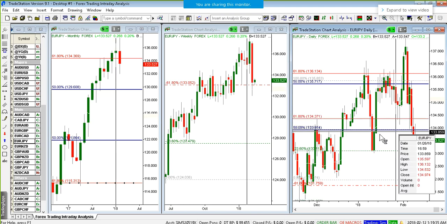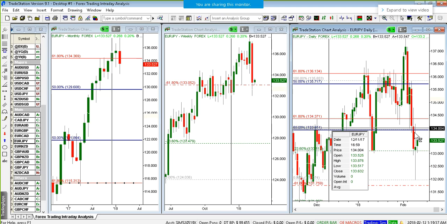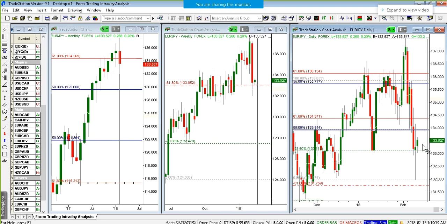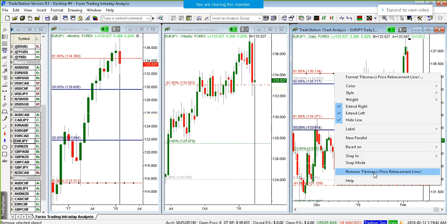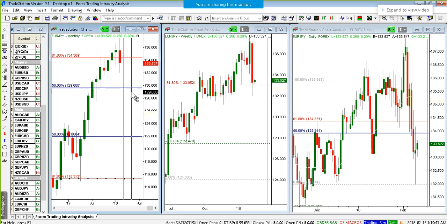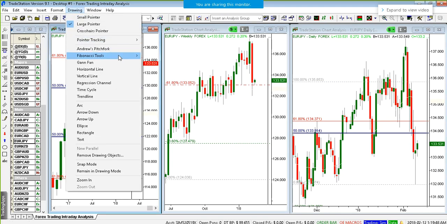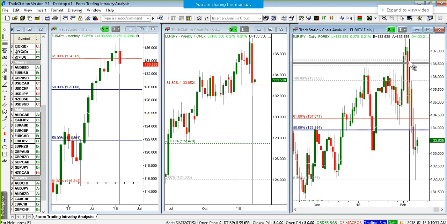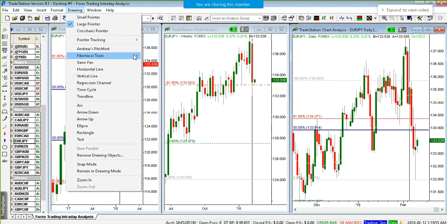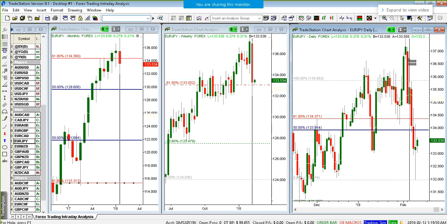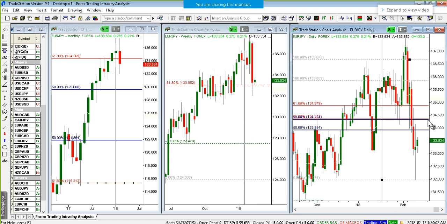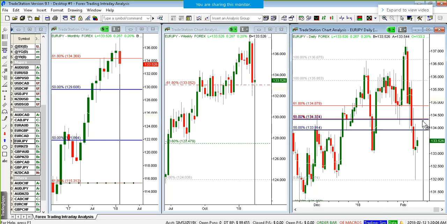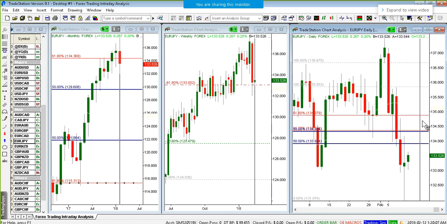The next area will be the 133.90, 134 level here. Okay, so if this market gets there and reacts lower, that is going to be the point where we're going to see the continuation lower. If the correction higher is deeper, then this market could also trade all the way into the 134.32.